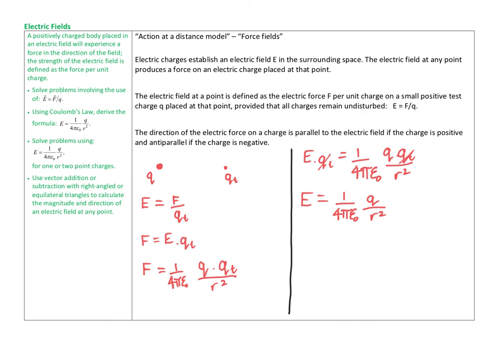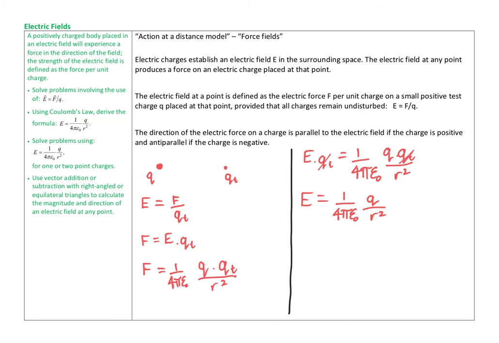You need to be able to solve problems with this electric field formula and the electric field definition formula as well. One of the things you need to do is use vector addition or subtraction with right-angled or equilateral triangles to calculate the magnitude and direction of the electric field at any point. That's very similar to what we just did with Coulomb's law, but instead of working out the net force, you are working out the net electric field. And once you work out the net electric field, you could then work out what the net force would be on an object.